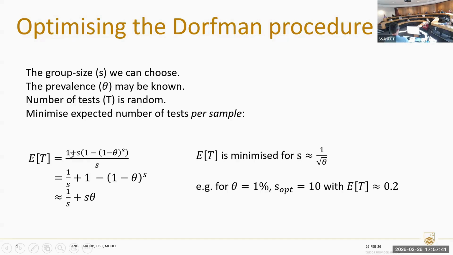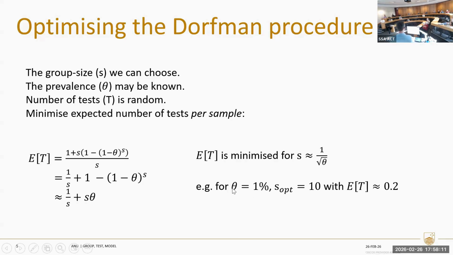So the expected number of tests that you have to do is 1 for the pool plus S tests every time the pool is positive. And what's the probability that the pool is positive? Well, it's 1 minus the probability that they're all negative. So for small theta, this is approximately 1 plus S times theta. And it turned out, with fairly simple algebra, this is minimized when S is approximately the square root of 1 over theta.